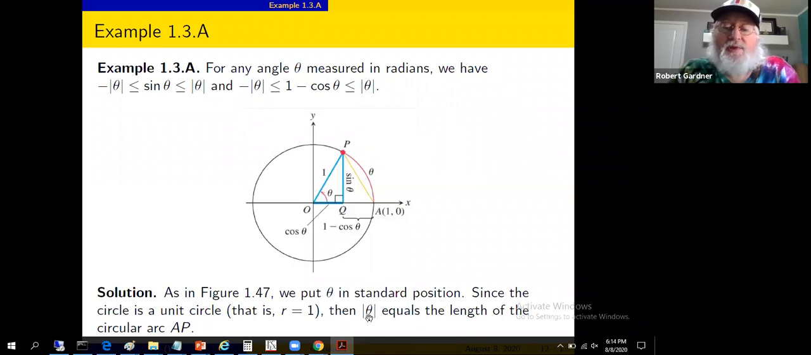We want to look at the absolute value of theta. Absolute value of theta would equal the length of the arc from A to P. For positive thetas, we defined the radian measure of theta to be that distance there. When theta was negative, we throw a negative sign in. I can have angles have negative measure, but I can't have distances be negative. So that's where the absolute value really comes from. So the absolute value of theta is the arc length from A to P. That's how you measure angles in radians.